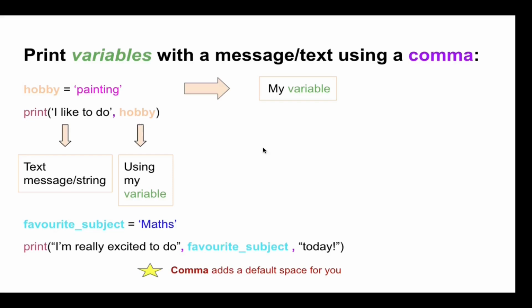So I didn't write the output, but you can guess what is going to be the output. And then here's another one. So favorite_subject is equal to maths, and that is actually my favorite subject. So we can do print, "I'm really excited to do", comma, favorite_subject. So if you want to continue your message, you can just put a comma after the variable and then you can finish your message off. Because there's an apostrophe here, Python will get confused whether it's a quote or not, because you can either use double quotes or single quotes for strings. So I just use a double quote here. So comma adds a default space for you, so you don't have to worry about spacing.